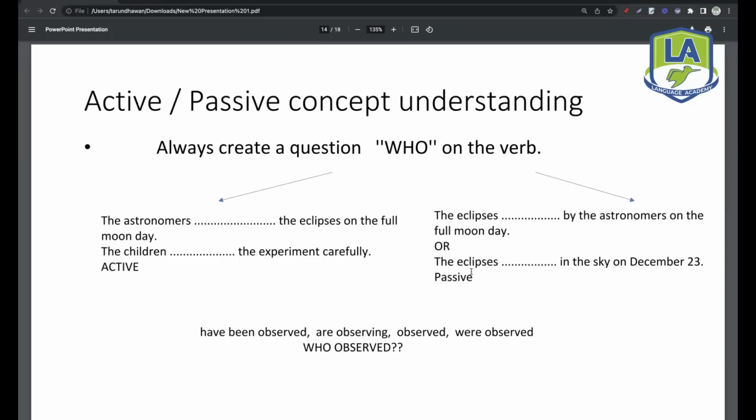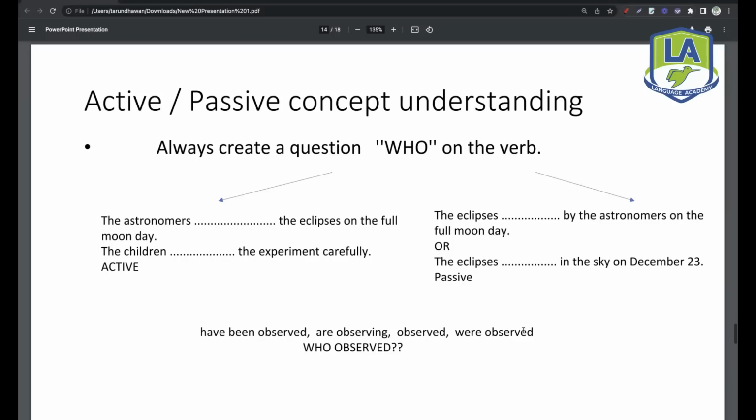The same thing, let's do one for passive. The eclipses dash by the astronomers. Two passive options we have. The eclipses have been observed or the eclipses were observed. What is the difference? Were is past tense, have is present tense. So again, we just need to check the overall context of the passage. If it is in present tense, we'll go with have been. If it is in past tense, we will go with were observed.